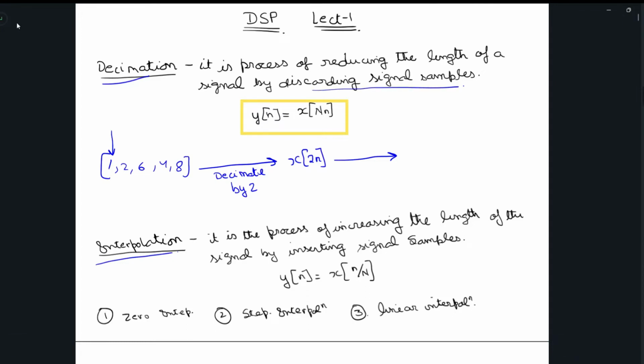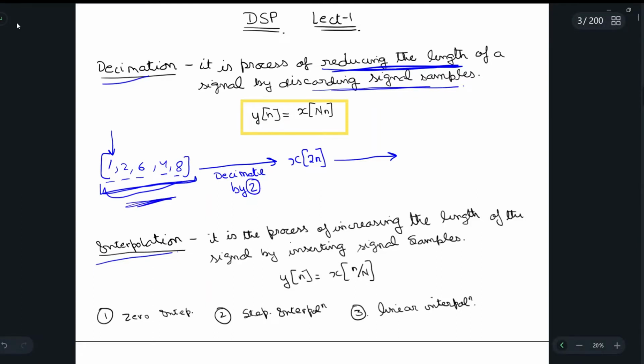So it is very easy to understand. Suppose we have a signal 1, 2, 6, 4, 8, and we want to decimate it, or we can say we want to reduce the length. As I have written in the definition, please look over here, that we are reducing the length of the signal by discarding the signal samples. So these, 1, 2, 6, 4 and 8, are the signal samples, and we are going to decimate the signal by 2.